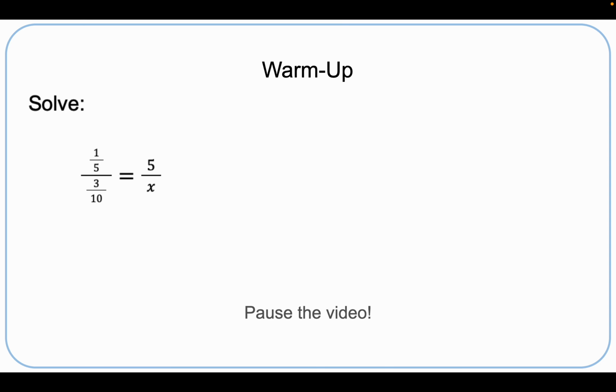Here's a warm-up problem to start with. Pause the video and then press play when you're ready to check your answer. Okay, so here we have a conditional proportion. We want to solve for x. So what we need to do is cross multiply.